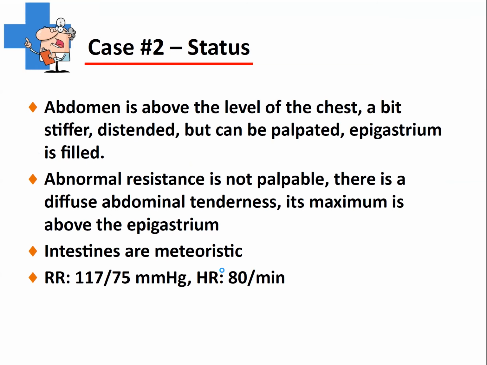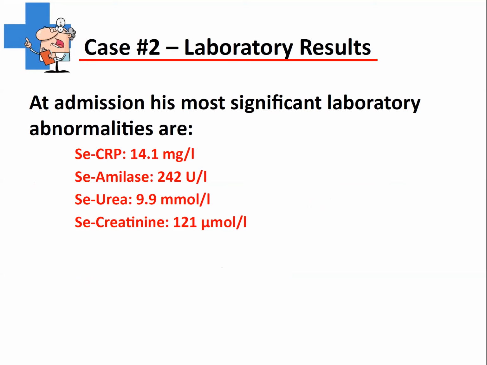Okay, the abdomen is above the level of the chest, a bit stiffer, distended, but palpable, so it's not a defense at all. The epigastrium is filled. Abnormal resistance is not palpable. There is diffuse abdominal tenderness. Its maximum is over the epigastrium. The intestines are meteoristic. Blood pressure is lower, or it's okay, and the heart rate is maybe a little higher for this guy, but it still has to be considered normal.